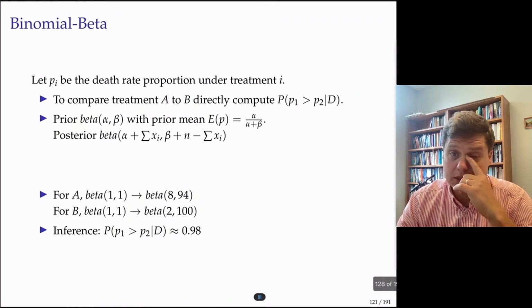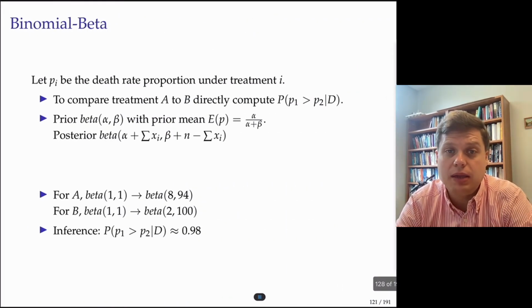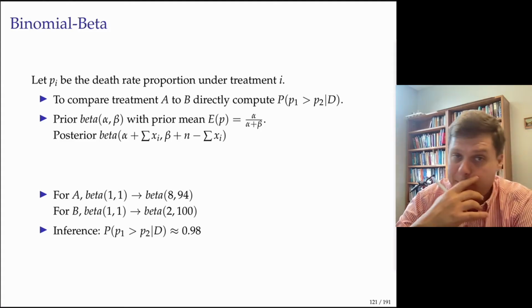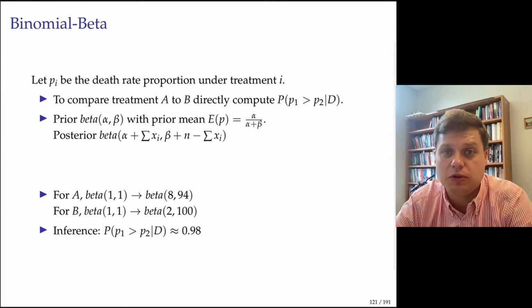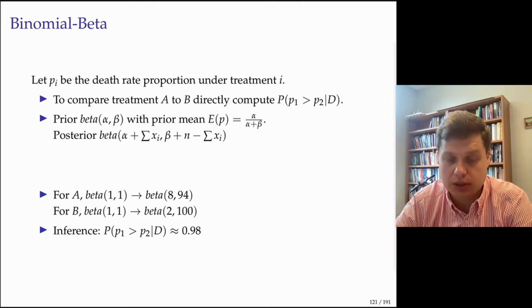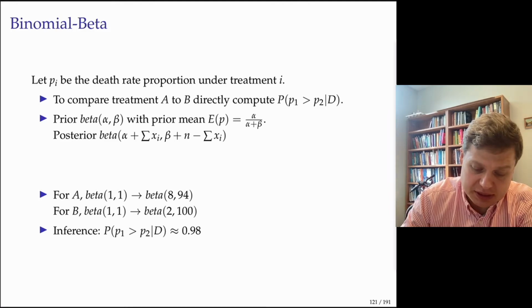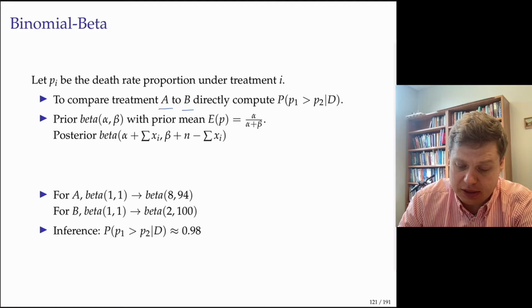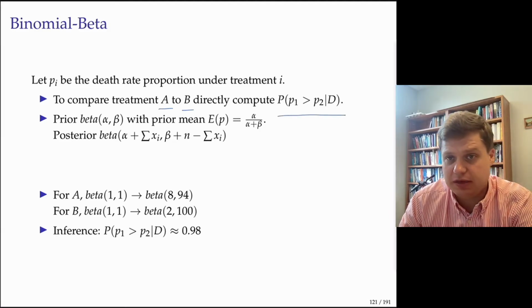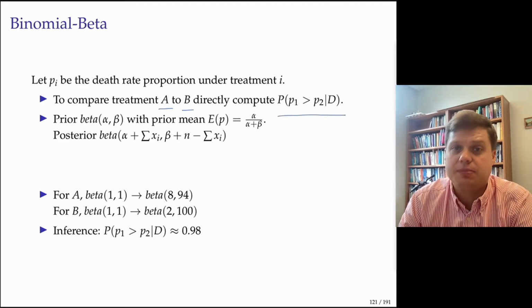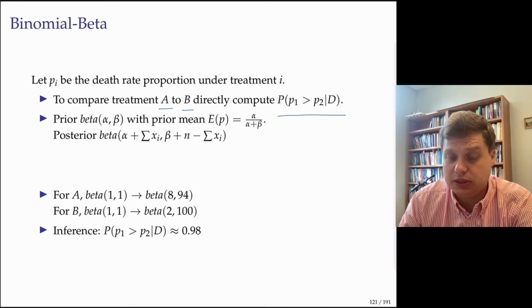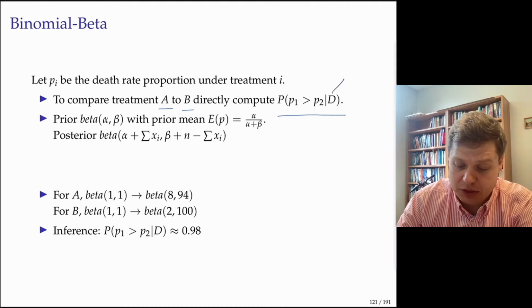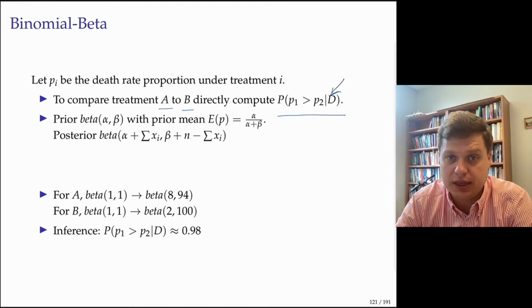All right, so let's do the binomial beta model. Let's say we have P sub i to be the death rate proportion under treatment i. If we want to compare the treatments A and B, for example, what we're interested in is the posterior probability, but instead of the posterior probability over each of them separately, we want to know the posterior probability of P1 being greater than P2, given the observed data, the table that you saw in the previous slide.